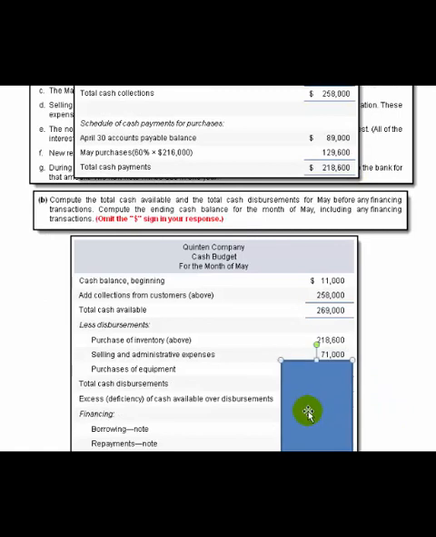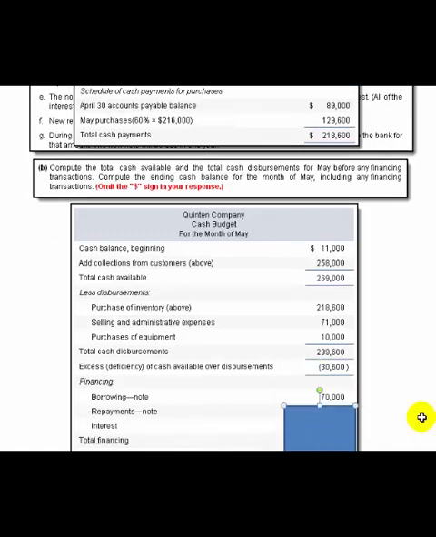Sliding on down. Selling and administrative expenses, they told us that we would pay in cash is $71,000, and they told us there'd be a purchase of equipment for $10,000. So the total cash disbursements is $299,600. When we take the beginning, add the collections to come up with cash available, then subtract the total cash disbursements, we wind up with an excess or a deficiency of cash, in this case a deficiency of cash available over disbursements of $30,600. So we're going to borrow on the note, and we borrow $70,000.